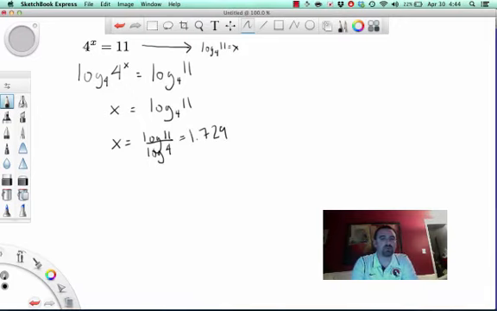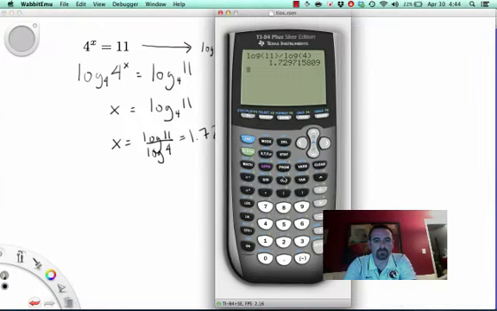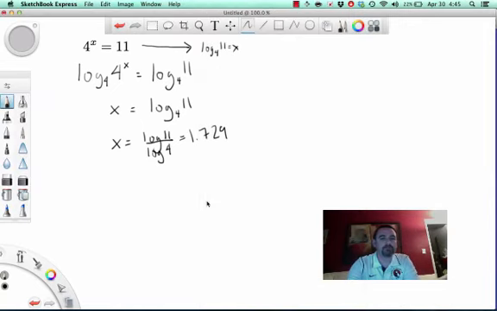So if I raise 4 to that power, I'm going to get 11. Let's check it. 4 to that power, yep, I get 11. Okay? Now I'm going to show the other way of doing this, which I find personally a little easier.